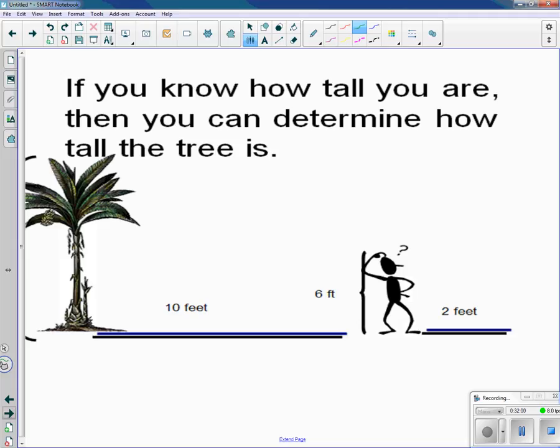All right, if you know how tall you are, then you can determine how tall the tree is by similar triangles. This is what people do. They use similar triangles to figure this out. If you look, this tree casts a shadow of 10 feet.